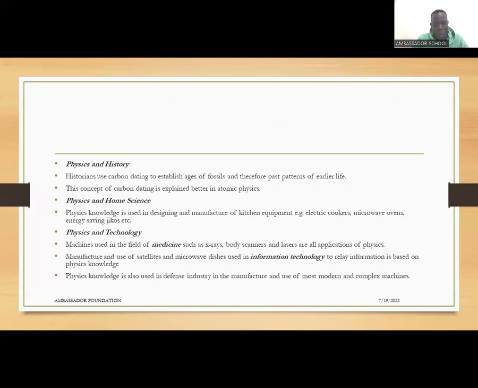Also, you can check on this: physics and history. I know you are wondering how physics and history. Historians will tell you that there is a fossil found in a given place, and this fossil has stayed for 5 million years. How do they know? They apply what we call the carbon dating. Carbon dating is a technology that we use X-rays. We use rays to determine the age of the fossil.